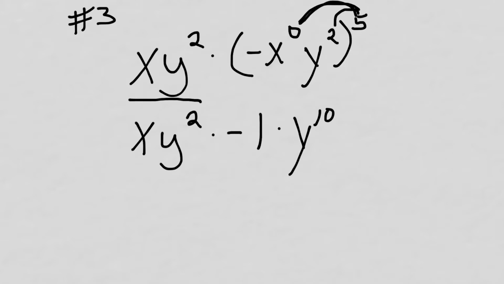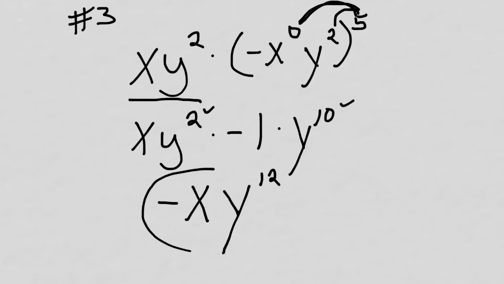All right, let's clean this problem up. Let's bring the negative 1 out front, which basically means negative. We've only got one x, we're going to bring it down. Now we're going to bring our y down. We've got y to the second, y to the 10th. Since we're multiplying them, we add those exponents, we get y to the 12th. All right, that's our answer. Negative x times y to the 12th.